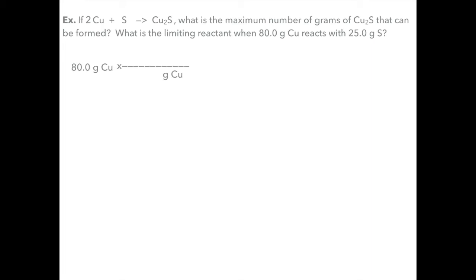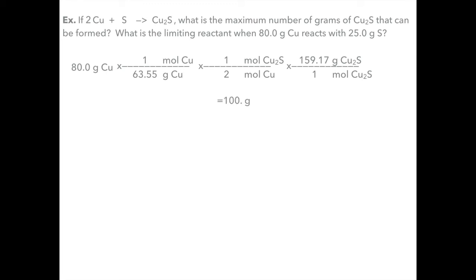So I'm going to put grams of copper on bottom, moles of copper up top. I'm going to put the molar mass of copper on bottom, 1 for moles of copper. Now I need to get into moles of copper 1 sulfide, so I'm going to put moles of copper on bottom, moles of copper 1 sulfide on top. I'm going to put the coefficients: a 1 for copper 1 sulfide and a 2 for copper. Then I'm going to get into grams of copper 1 sulfide, so moles on bottom, grams up top. The molar mass of copper 1 sulfide is 159.17 for every 1 mole of copper 1 sulfide. And so that will produce, when you do the math, 100 grams of copper sulfide. Awesome. In the last lesson, you would have been done.